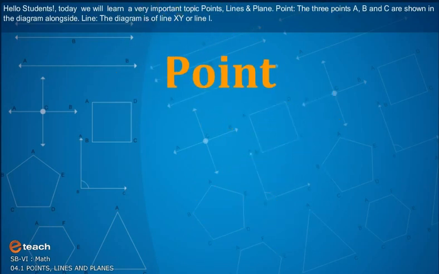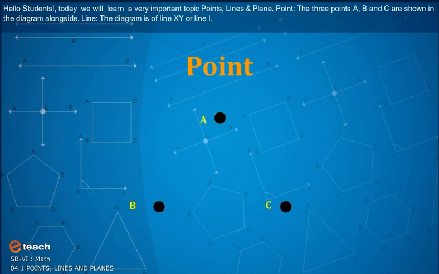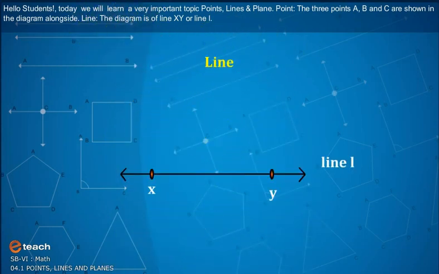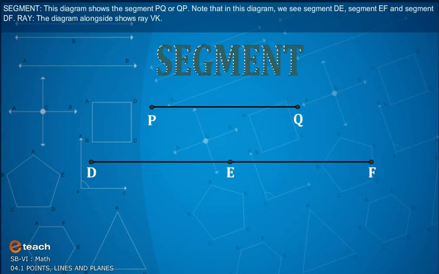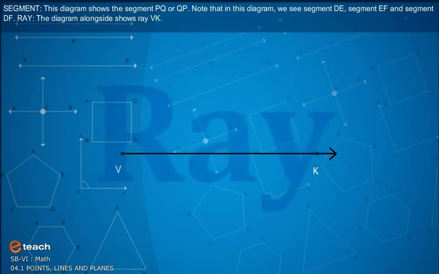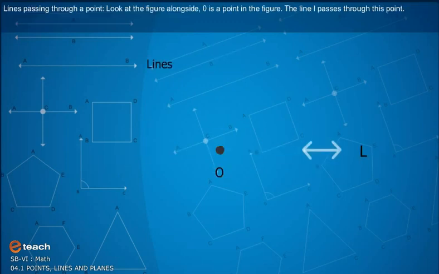Point. The 3 points A, B and C are shown in the diagram alongside. Line. The diagram is of line XY or line L. Segment. This diagram shows the segment PQ or QP. Note that in this diagram we see segment DE, segment EF and segment DF. Ray. The diagram alongside shows ray VK.